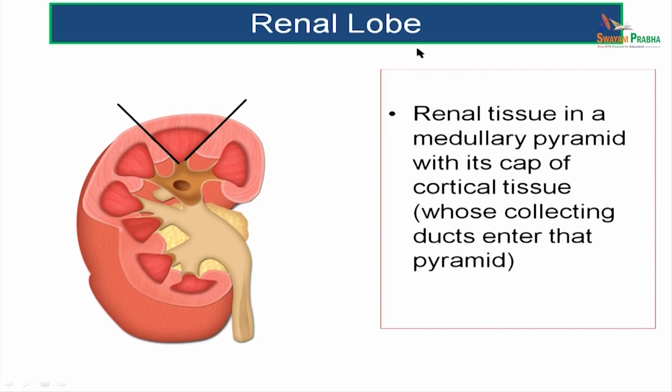What is renal lobe? Please look at this picture. The renal tissue in the medullary pyramid, with its cap of cortical tissue, whose collecting ducts are going to enter the pyramid is called as renal lobe. What is shown between these two lines is the renal lobe. This is the medullary pyramid with its cap of cortical tissue. The collecting ducts enter this pyramid. So, that is renal lobe.